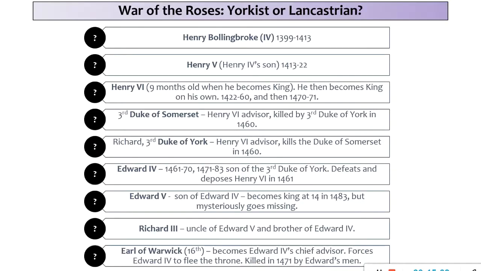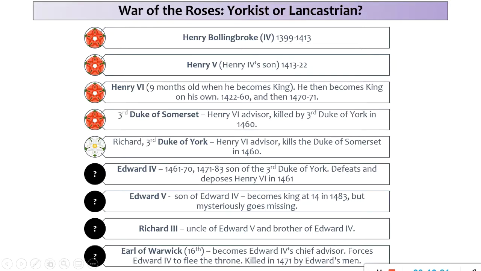If you can remember which one was which. Which of these were Yorkists? Which of these were Lancastrians? So we'll start at the top. And I hope you know by now that Henry Bolingbroke was most obviously a Lancastrian. Henry V, also a Lancastrian. Henry VI, also a Lancastrian. The 3rd Duke of Somerset, an advisor to Henry VI and also a Lancastrian. Richard, Duke of York, also an advisor to Henry VI, but eventually, whilst removing a Lancastrian advisor, is of course a Yorkist.